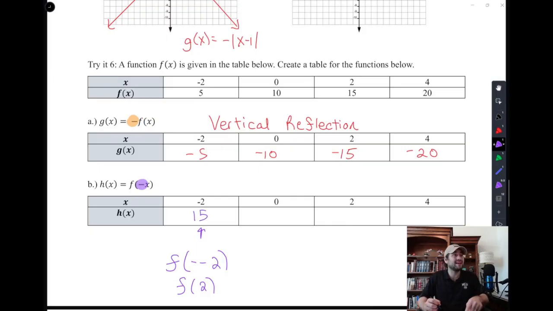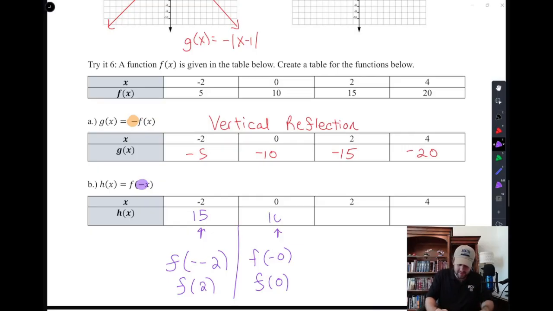So notice how I added the negative sign from the purple highlight up here, but I also added the negative sign from the input. And so f of negative 2 is the same thing as f of 2, so I go to my original chart and look for that. So then what about for this one? F of negative 0, well, that's just the same thing as f of 0, and so the horizontal reflection actually doesn't do anything at the 0 point. So that'd be 10 from the original chart up here. Then what about f of negative 2? The negative came from the highlighted negative of the horizontal reflection. And I go back up to my chart and I say, well, that's just 5.